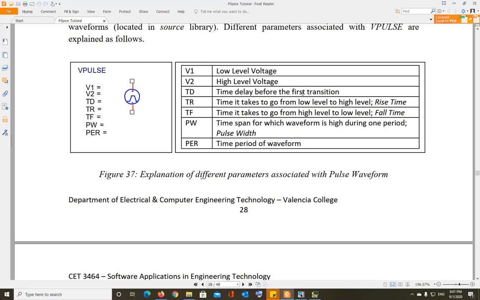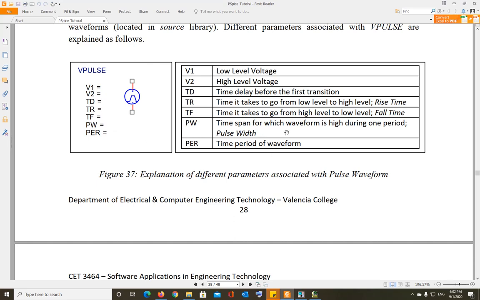TD is the time delay before the first transition, before it goes from low to high, how much time should be delayed. TR is the rise time, the time it takes to go from low value to high value. TF is the fall time, how long it takes to go from high level to low level. Pulse width is the time over which the waveform is high. If it's a square wave, half of the time it will be high and half of the time it will be low. So whatever the period of the square wave is, the pulse width will be half of that.